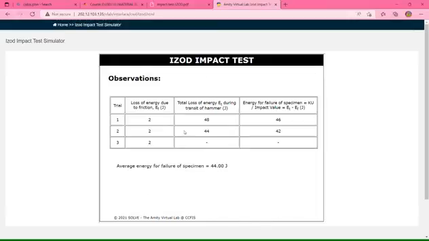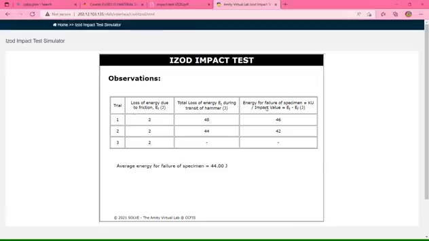So the observation for all trials: first, for the loss of energy due to friction, for trial 1 we got 2 joule, for trial 2 we got 2 joule, and for trial 3 we also got 2 joule. And the total loss of energy during the transit of hammer, for trial 1 we got 48 joule, for trial 2 we got 44 joule, and for trial 3 we got no information.